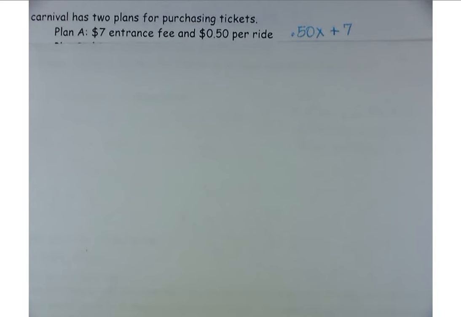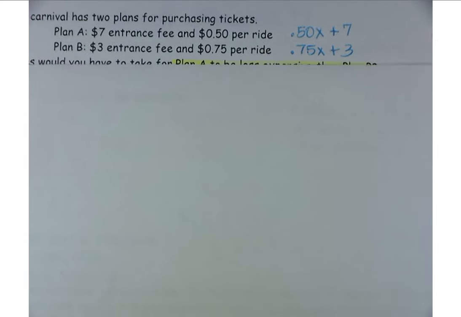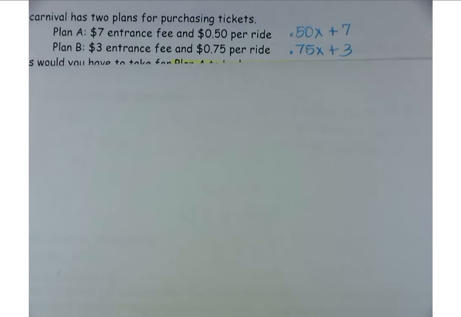So 50 cents per ride, so 0.50 times the amount of rides you do, right? And then plus 7. Your second one will be very similar. It will be 0.75x plus 3. Okay, how do we do with those? I came around, it looked like you guys were doing pretty well.